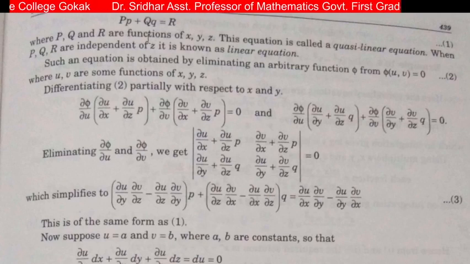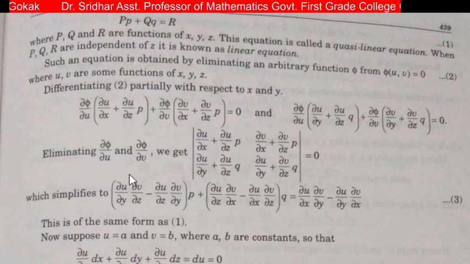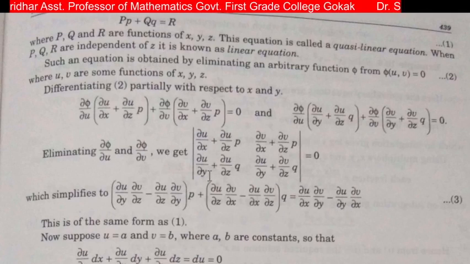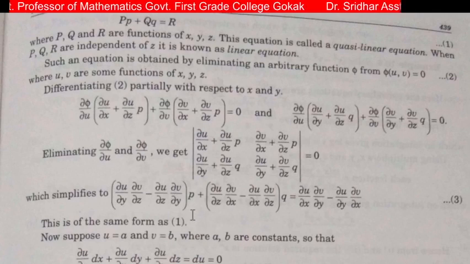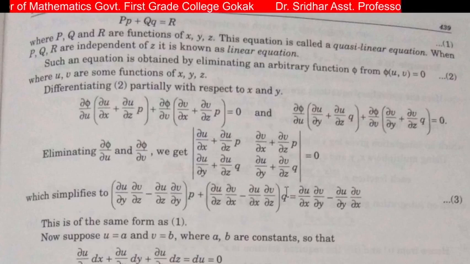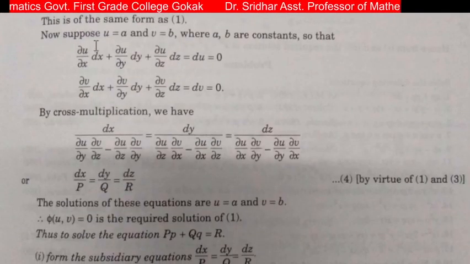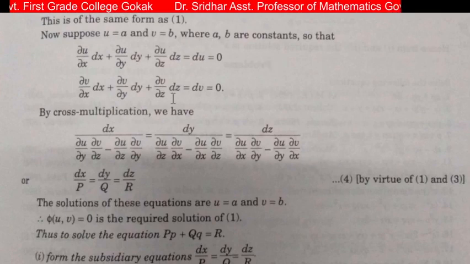Now see, equation 1 is Pp + Qq = R, and this is also the same form. So comparing this and this, we obtain that capital P is equal to this term, capital Q is equal to this term, and capital R is equal to this term. Now suppose u = a and v = b, where a and b are constants, be the solution.